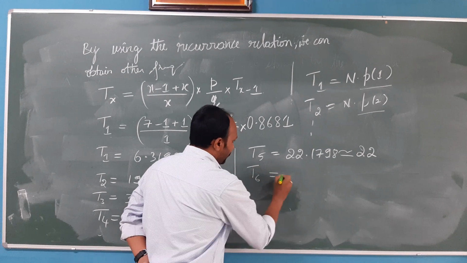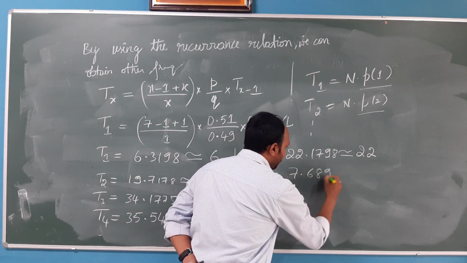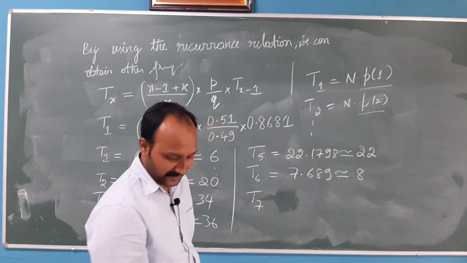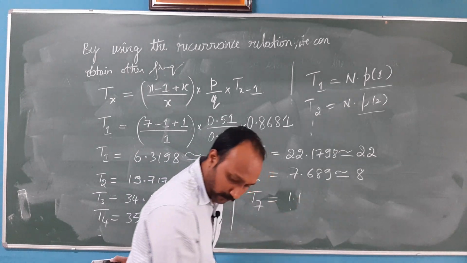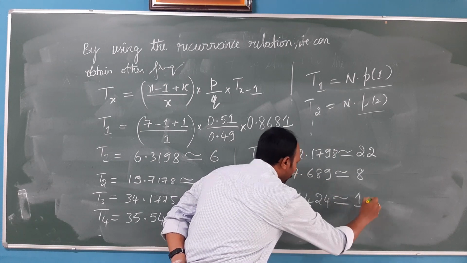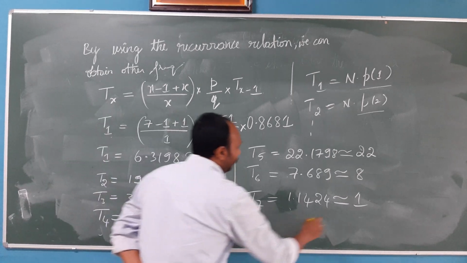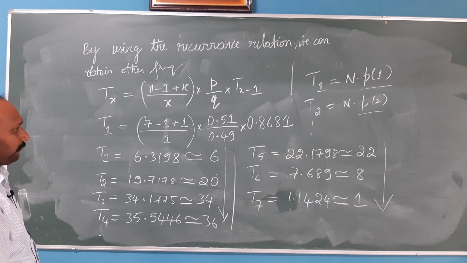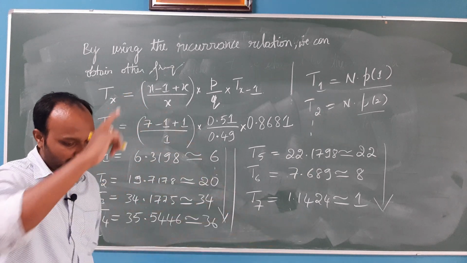T of 6 is equivalent to 7.689, which can be approximated to 8. Last frequency, T of 7, is equivalent to 1.1424, which can be approximated to 1. So these are all the theoretical frequencies when you toss 7 coins 128 times.